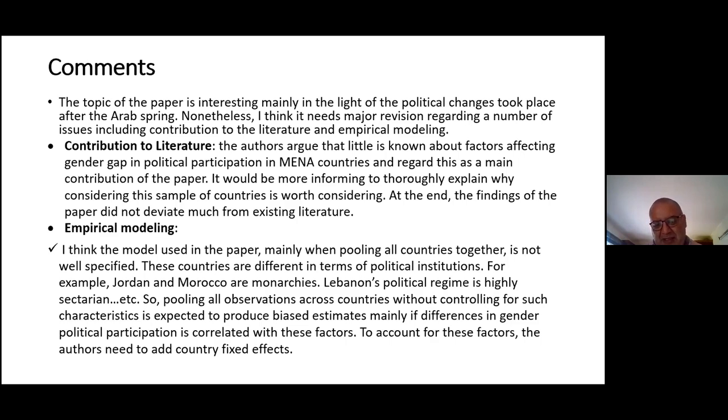In terms of the empirical modeling, the model which pooled all the countries, I'm not sure if it's well specified, because you are pooling different countries into one model, in terms of the type of political regime. Jordan and Morocco are monarchies. Lebanon's regime is highly sectarian. Pooling all observations without controlling for these differences might produce a biased estimate. So in this case, I'm suggesting to add a country fixed effect to the model. This will absorb all these differences and make your findings more robust.